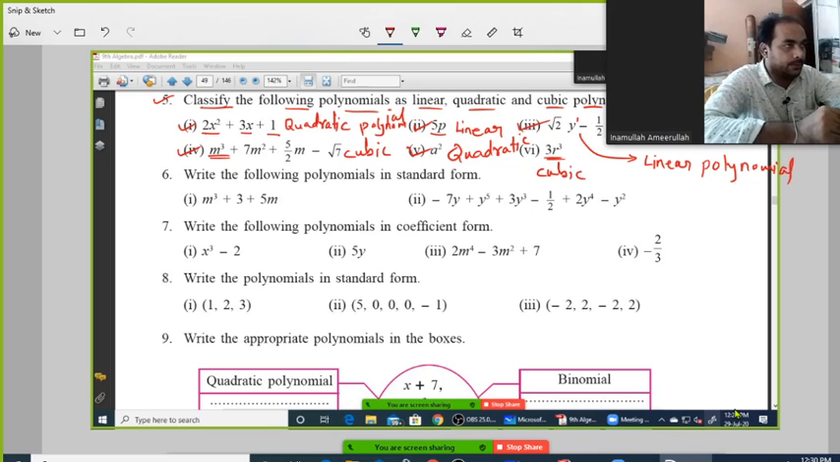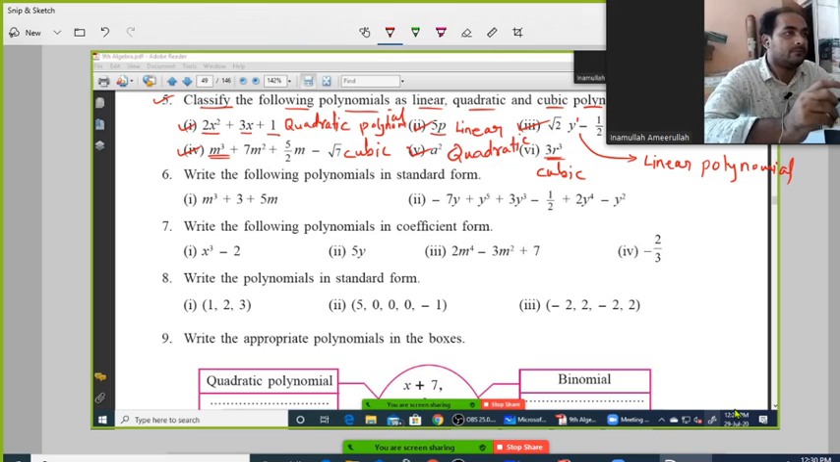So hope it is clear to everybody. If a polynomial has highest degree as 1, it is called a linear polynomial. If the highest degree is 2, it is called a quadratic polynomial. And if the highest degree is 3, it is called a cubic polynomial.